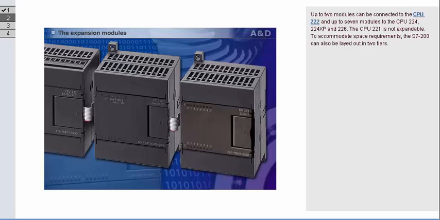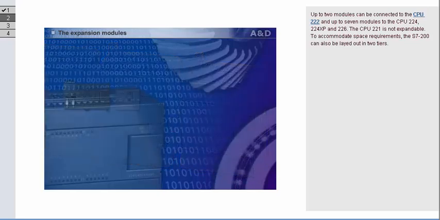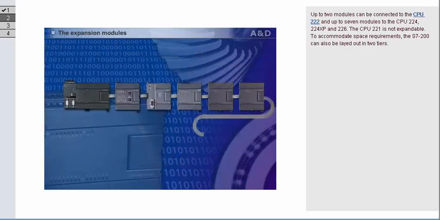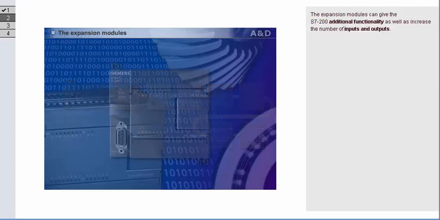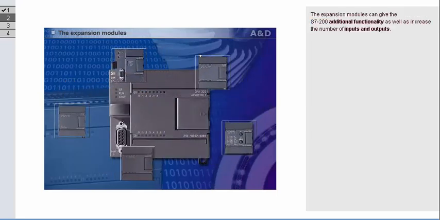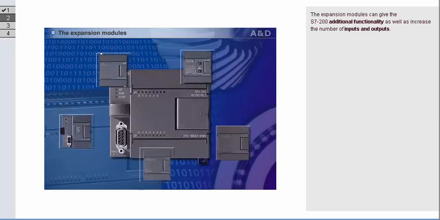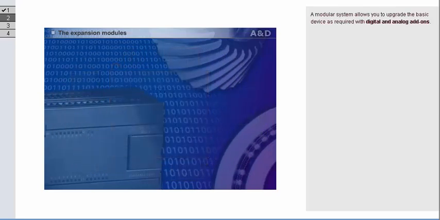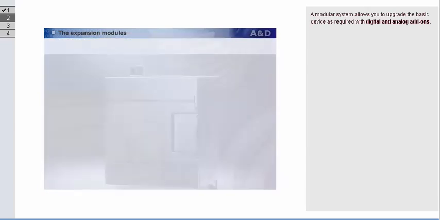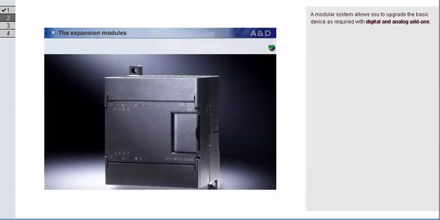To accommodate space requirements, the S7200 can also be laid out in 2 tiers. The expansion modules can give the S7200 additional functionality as well as increase the number of inputs and outputs. A modular system allows you to upgrade the basic device as required with digital and analog add-ons.